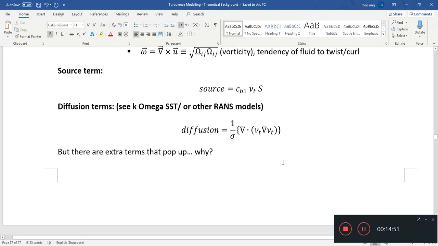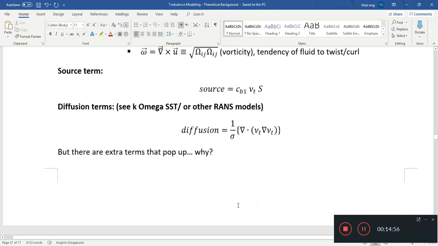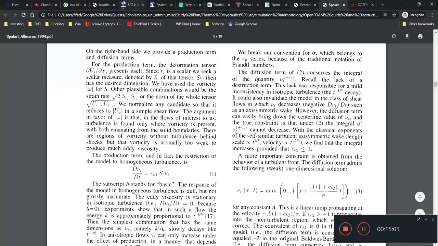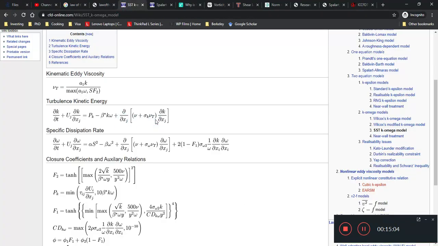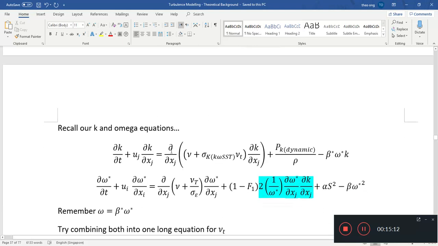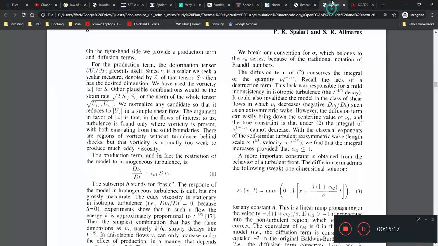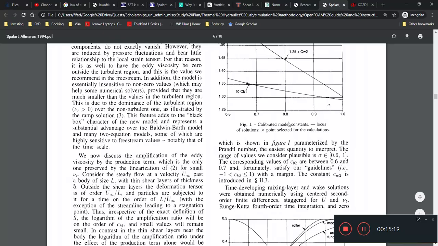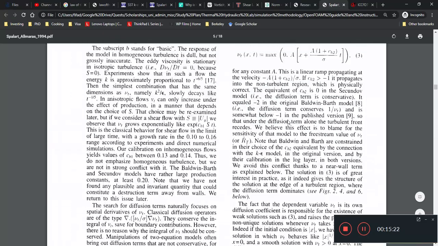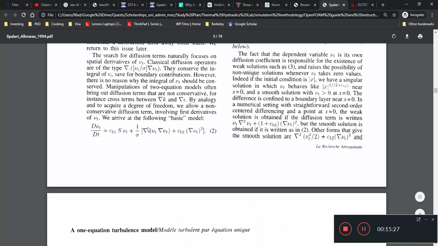So next term. Okay, this is where the source term comes about. Next term is the diffusion. So just like in K omega SST or other models, there's always this diffusion term here. But there are extra terms that pop up in the diffusion term. Question is why? So from, let's say, this part, this is where we see the diffusion term. Where is it here? Yeah, here it is. The diffusion term is here.